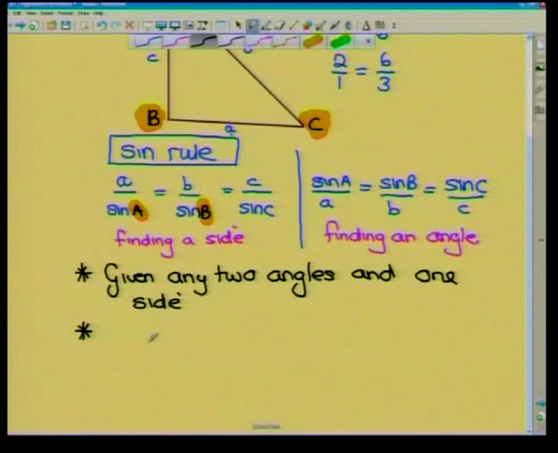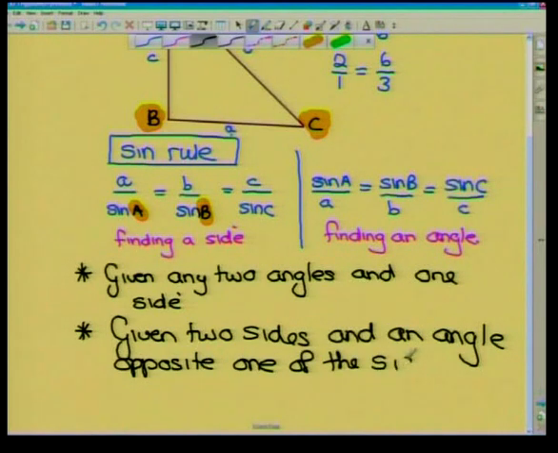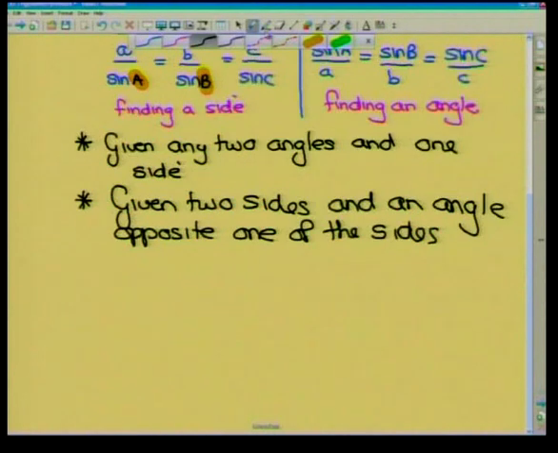I will look at an example just now where I go through it with you, but for now I just want you to bear that in mind. Let's look at the second case. The second case is when we are given 2 sides and an angle opposite one of the sides. Now, that is very, very important. It must be, and I'm going to actually highlight it, it must be opposite one of the sides.